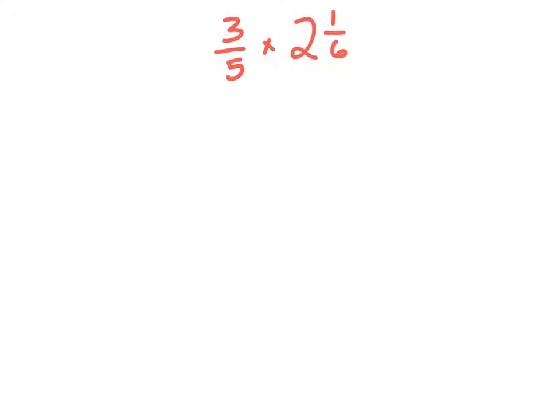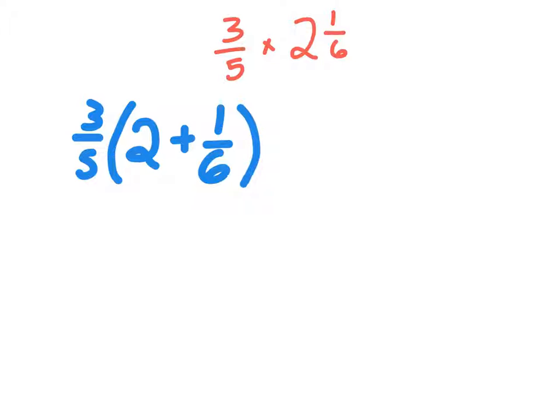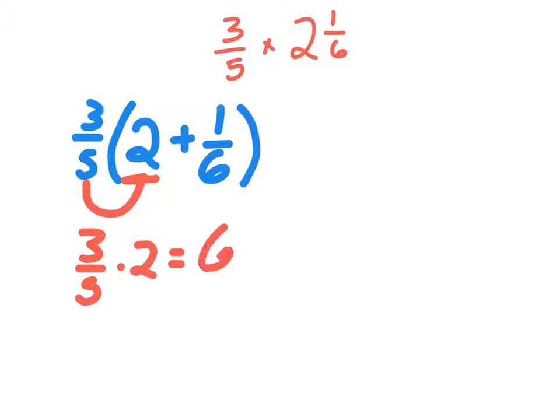Alright, let's get started. We need to use our 3/5, and we're going to multiply that, and we're going to break apart our mixed number into 2 plus 1/6. And then what I need to do is multiply my 3/5 times 2. So let's do that in red. 3/5 times 2. Multiply your numerator and your whole number, which is 3 times 2, you get 6. Keep your same denominator, which is 5.